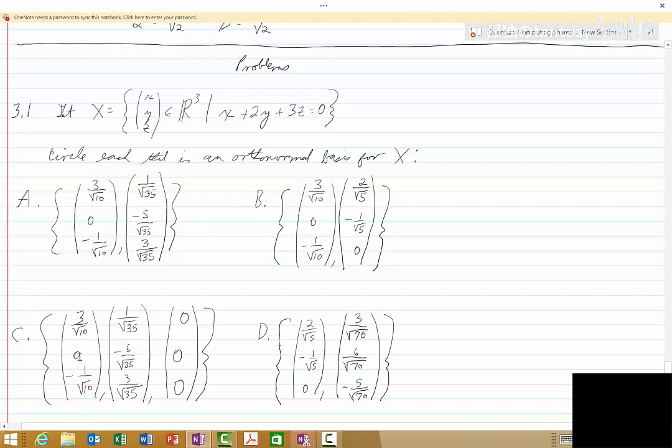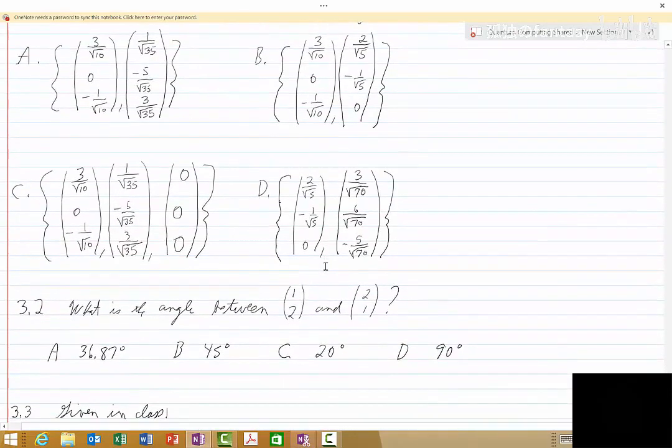For C, it's (3 over square root of 10, 0, minus 1 over square root of 10), (1 over square root of 35, minus 5 over the square root of 35, 3 over the square root of 35), and (0, 0, 0). And finally for D, (2 over square root of 5, minus 1 over square root of 5, 0) and (3 over square root of 70, 6 over the square root of 70, and minus 5 over the square root of 70). So identify all of those that are orthonormal bases for X.